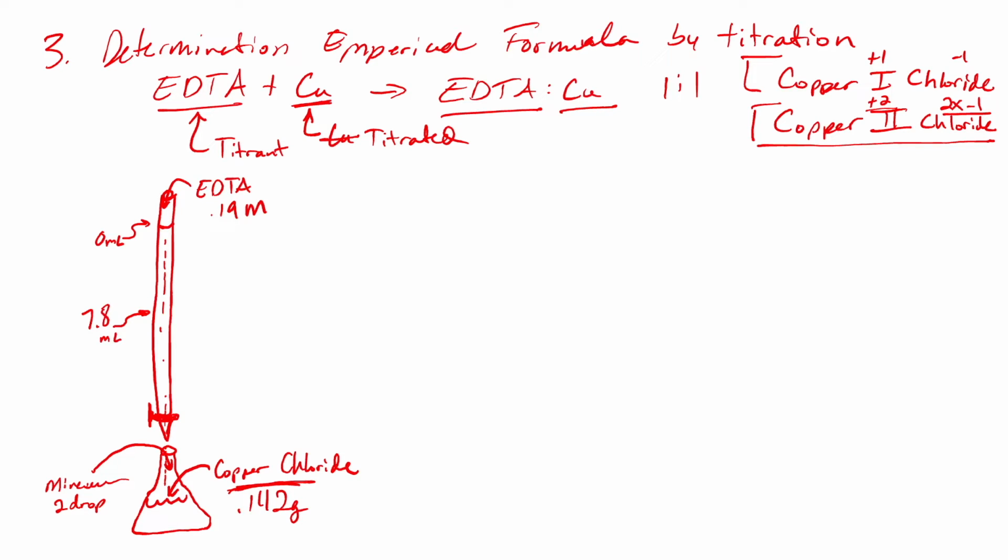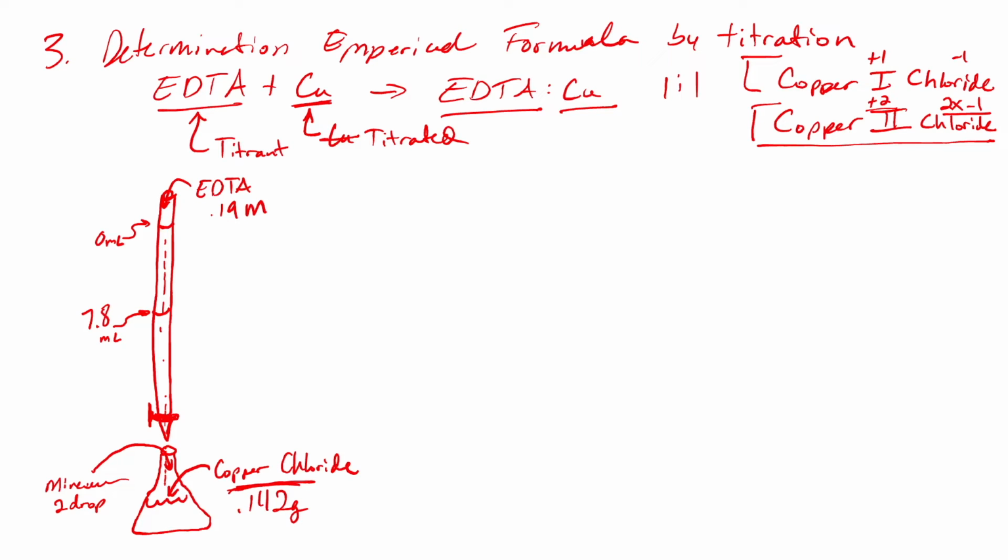Okay, so that's where it stops here. And just remember, equivalence point and endpoint is the same thing. It's when the color turns to yellow in this case, and it also means there's the same number of copper moles as there is moles of EDTA.